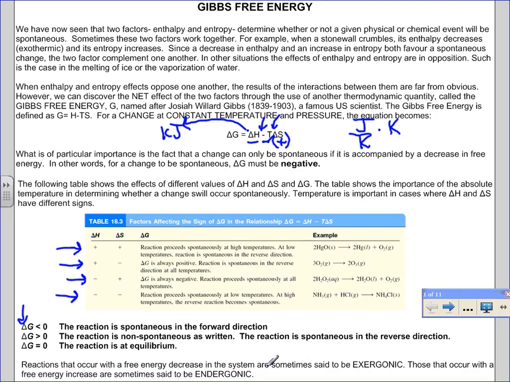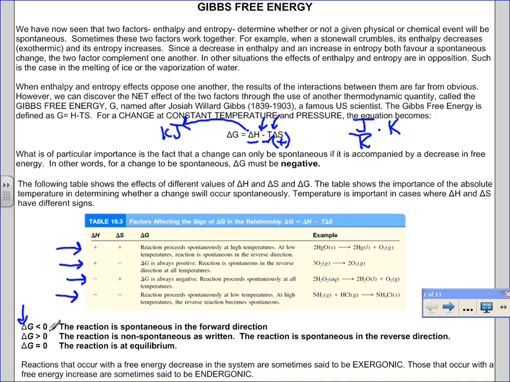Now when we have a decrease in free energy of the system, it is said to be exergonic, and when we have a system where the free energy is increasing, sometimes we call it endergonic. So when we talk about exothermic and endothermic, we're really just talking about the change in the heat of the system. But when we're talking about exergonic and endergonic, it's related to the Gibbs free energy. These terms are used more often in biology.